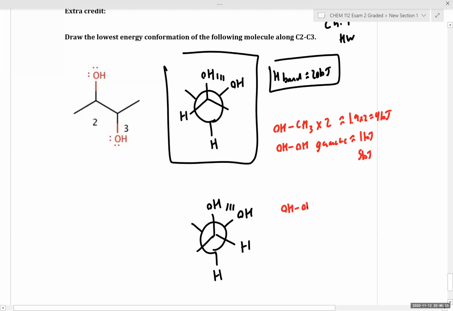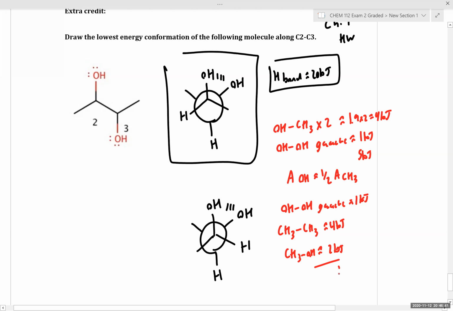So we have a hydroxy gauche, which is around 1 kilojoule, because if you look up the A values for a hydroxy group, it's approximately half the A value of a methyl group. Then we have a methyl-methyl interaction, which is about 4 kilojoules, and a methyl-hydroxy interaction, which is about 2 kilojoules. That adds up to 7 kilojoules. So this is the most optimal answer, and this is the second best answer.